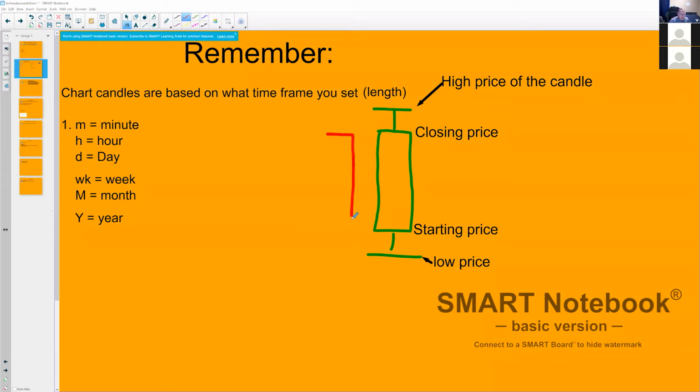Now you'll see there's red and green. So if you have a red one, the only things that switch are these 2 things, the starting price and then the closing price. So a red candlestick means it went down for that time frame.